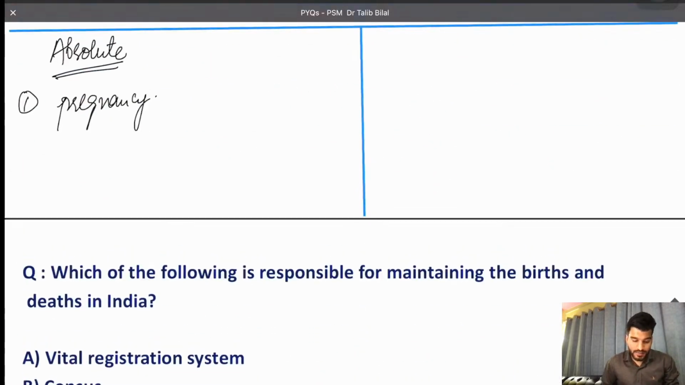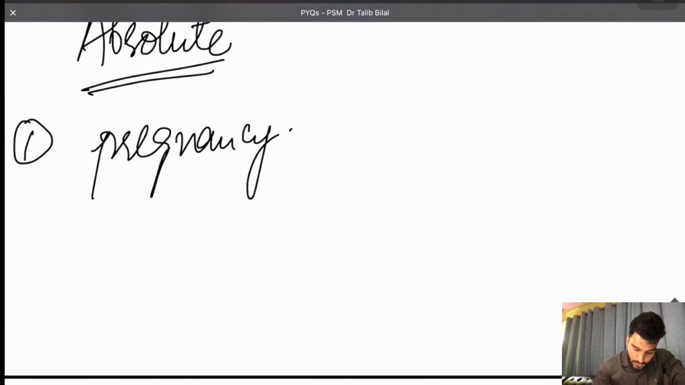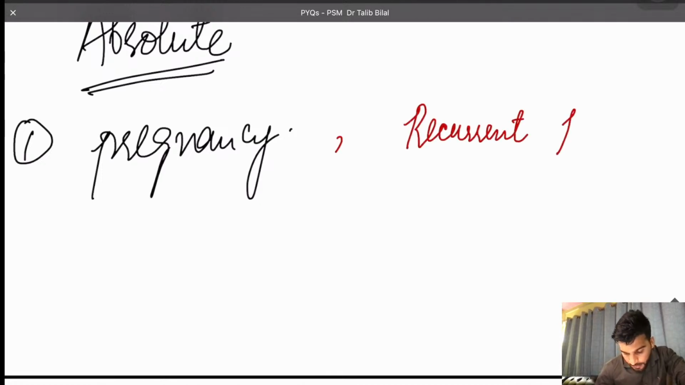Okay, now pregnancy is the absolute contraindication. The second one: if the patient is having recurrent PID.